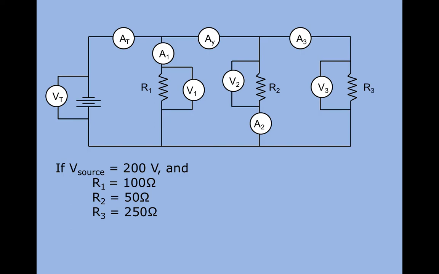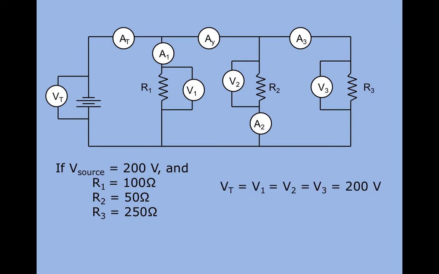So let's give these some values. If the total voltage of the source is 200 volts, now this is a very large amount of voltage. It's just used so that we can look at the concepts here. You would never have something this large. But voltage of the source is 200 volts. The resistance of each resistor is also given to you. R1 is 100 ohms, R2 is 50 ohms, R3 is 250 ohms.